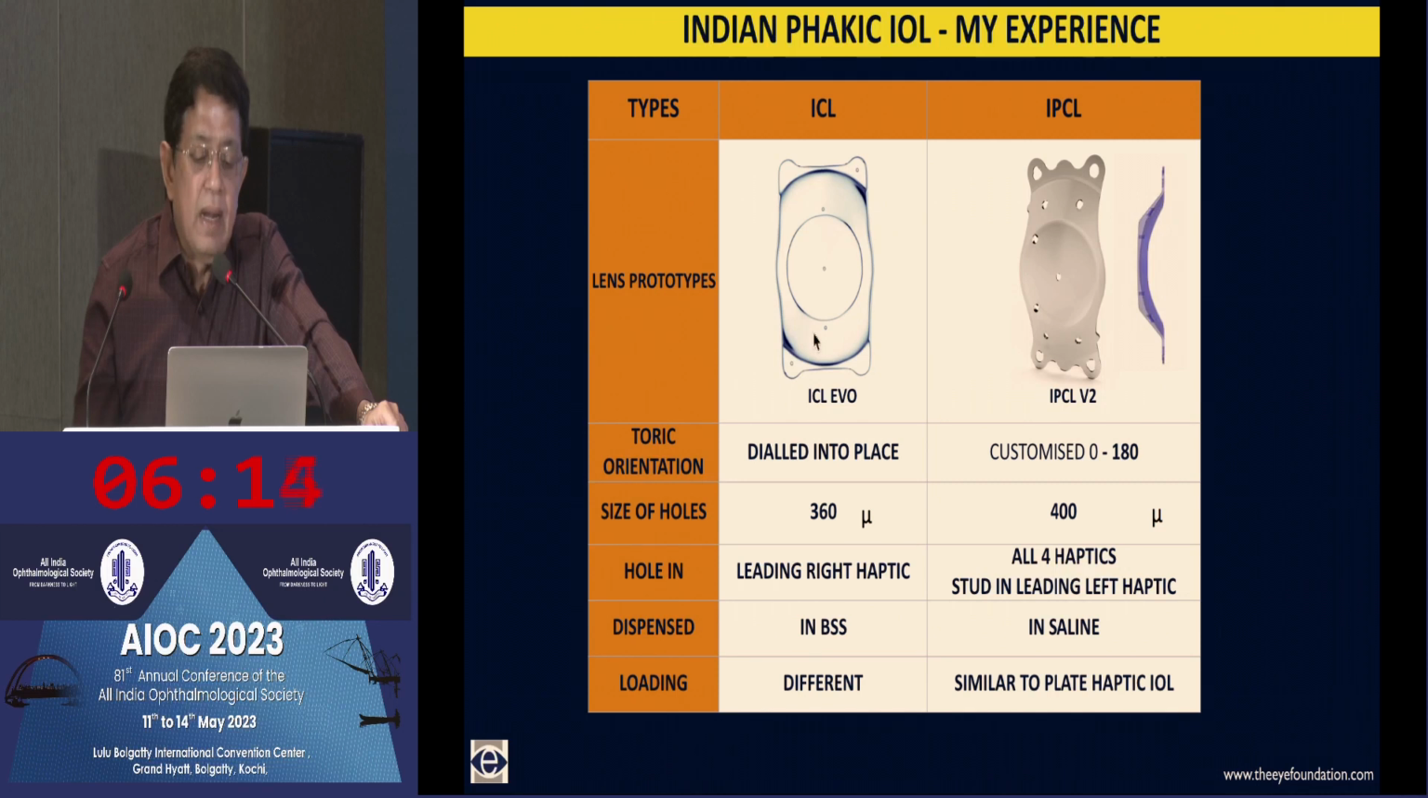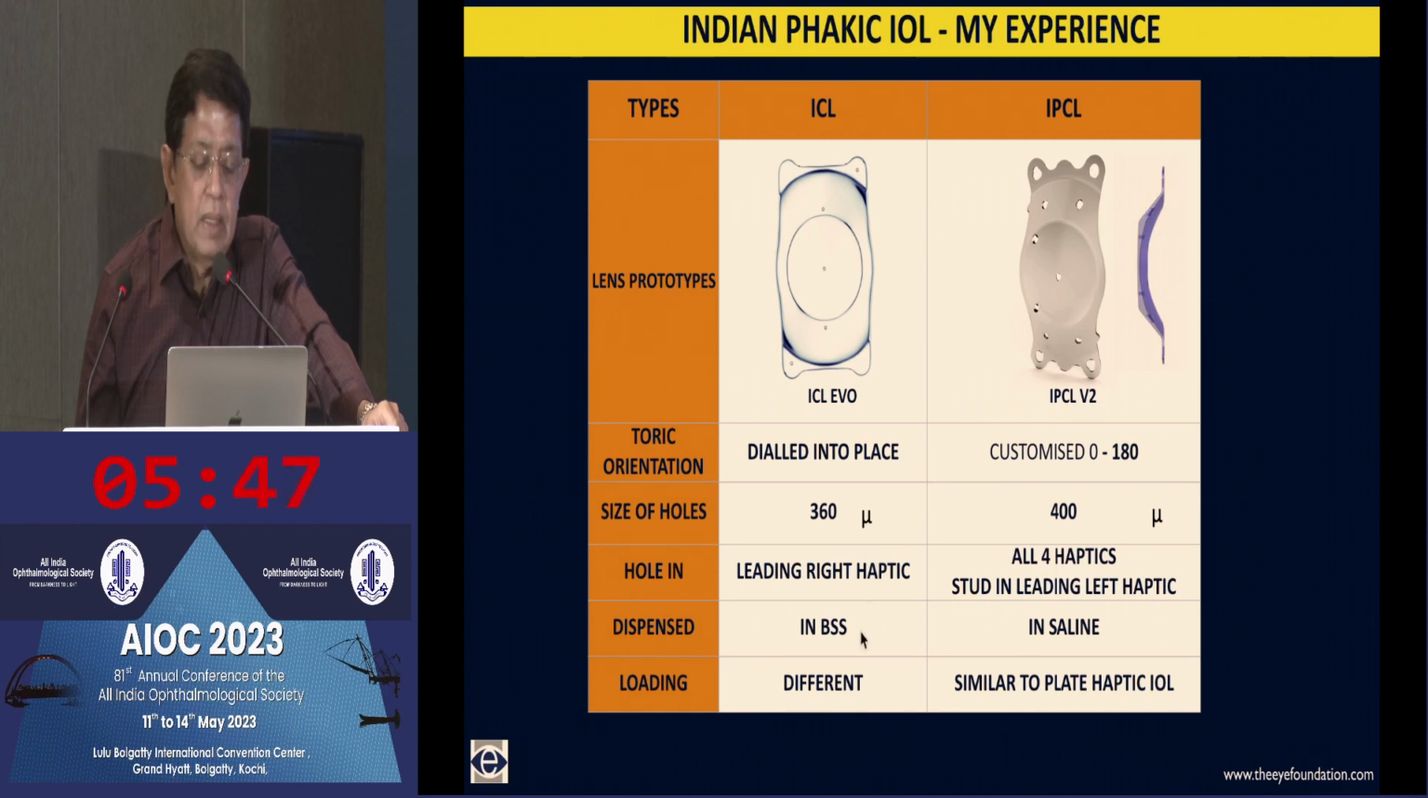these lenses in the right way is concerned, in the ICL, it is in the leading right haptic and the trailing left haptic, you have these holes, and these are the indications. In the IPCL, all the haptics have these holes, so that doesn't really help. What you see is it's in the leading left haptic, you have this collar stud, and in the trailing right haptic, you have this collar stud. So you have to ensure that you understand this and make sure the lens opens up in the right way.